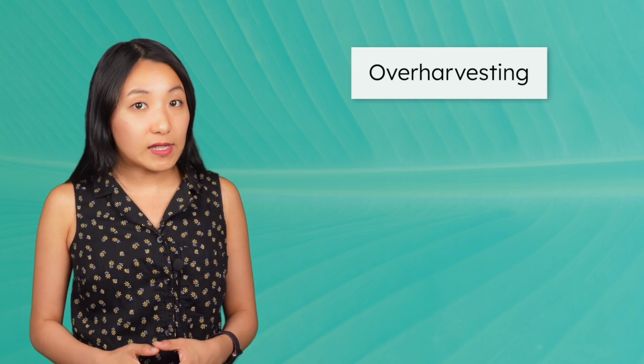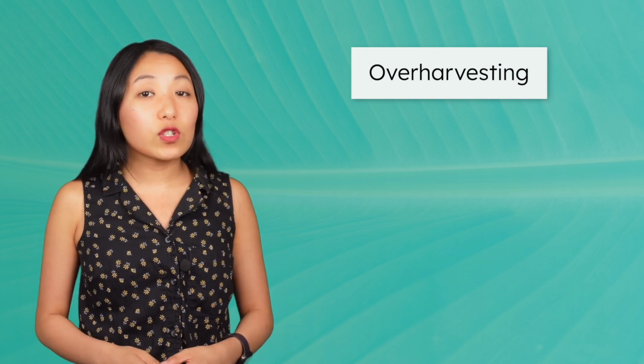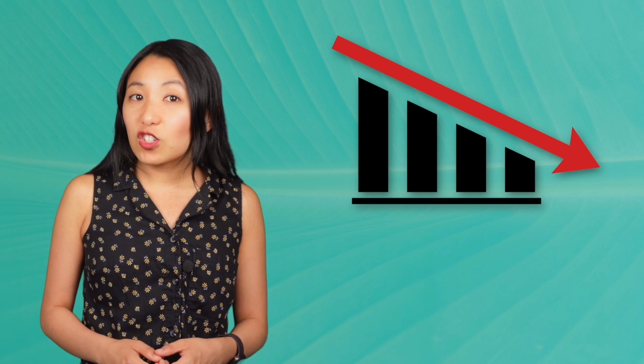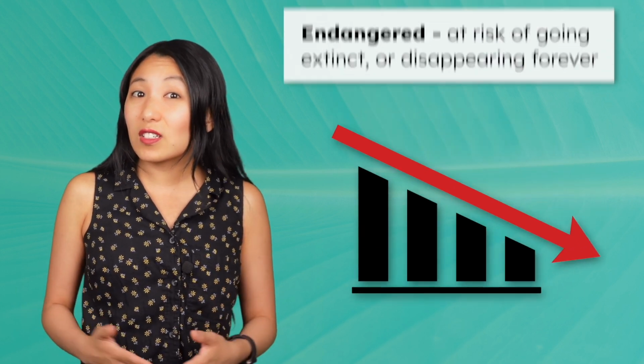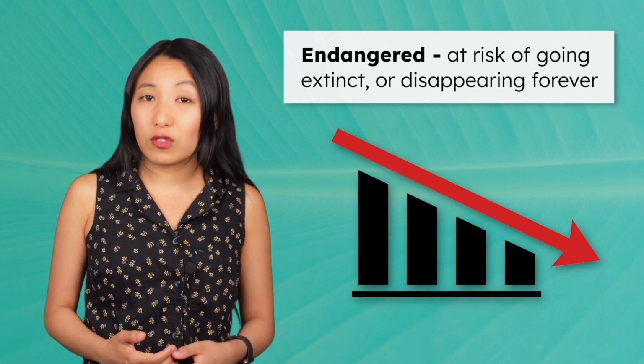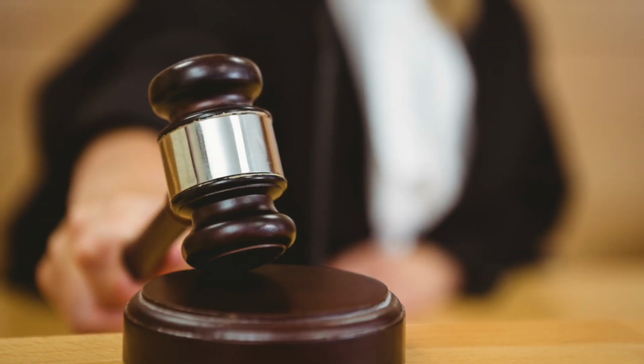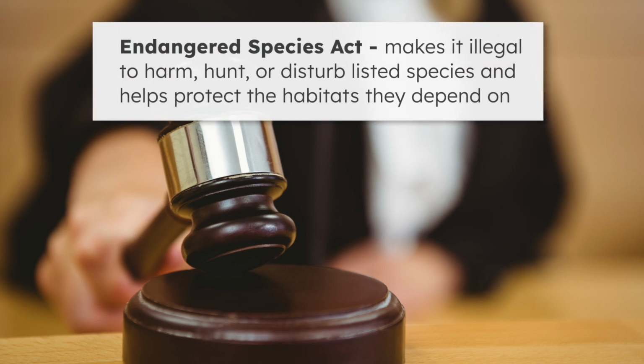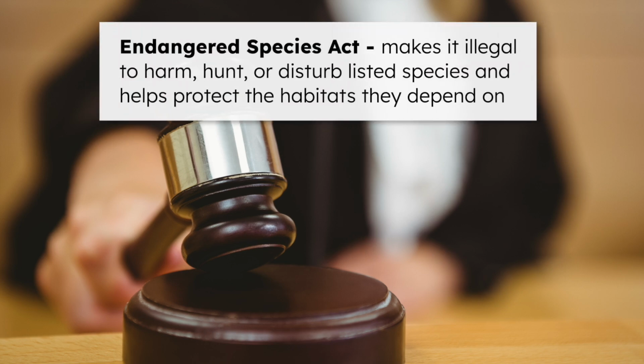Aside from habitat loss, another major threat to biodiversity is overharvesting, taking too many wildlife resources too quickly. If a wild population becomes small enough, it may be considered endangered, which means it's at serious risk of going extinct, or disappearing forever. This is where wildlife protection laws and regulations come in. For example, the Endangered Species Act makes it illegal to harm, hunt, or disturb listed species, like the bald eagle, and helps protect the habitats they depend on. You can think of the Endangered Species Act as a last line of defense for our most vulnerable species.